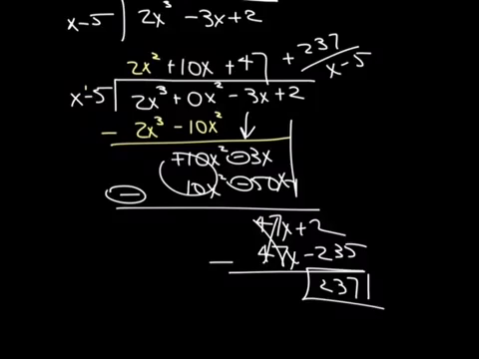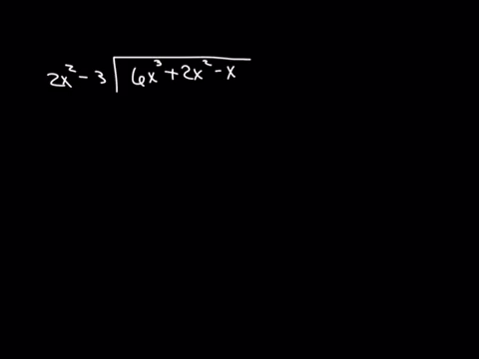Alright, let's do one more example, and then I'll turn you loose. Alright, so this is example 10. Notice we don't have a number here at the end. Remember I said we have 3, 2, 1, and 0. So I'm just going to add a 0 there just in case we need it.